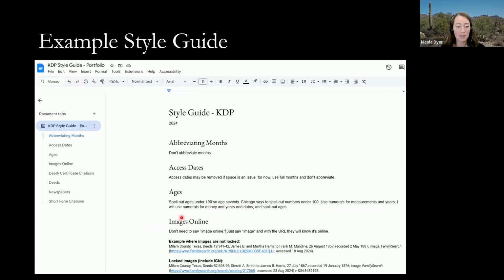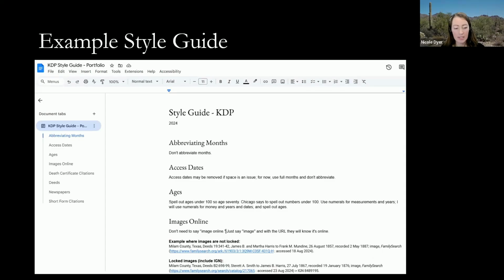And then another example, images online. In my citations, I decided I didn't want to use that phrase. I decided to simply use the word image instead of image online, just for conciseness. And I just felt like it was obvious that it was online with the URL here.